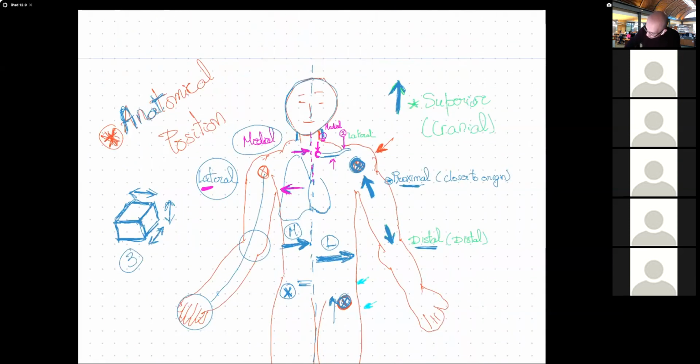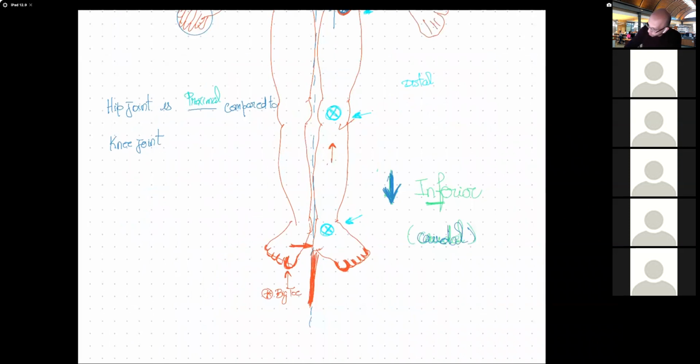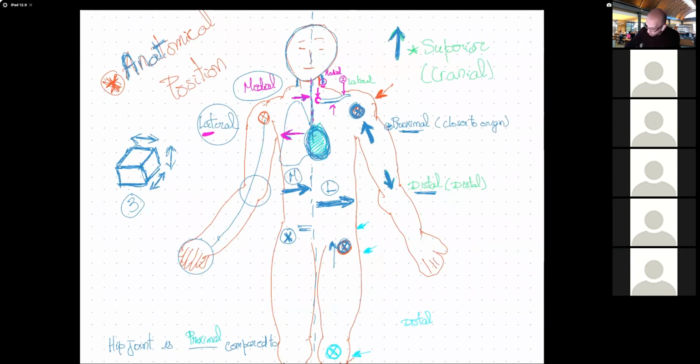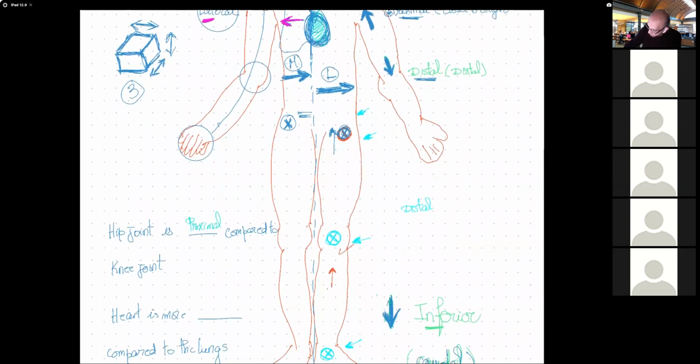How do you describe the heart compared to the lungs? The heart is more blank compared to the lungs. What do you think? The heart is closer to the midline than the lungs, right? Is it closer or is it away from the midline compared to the lungs? It's closer to the midline. So what would we call this? It's medial.